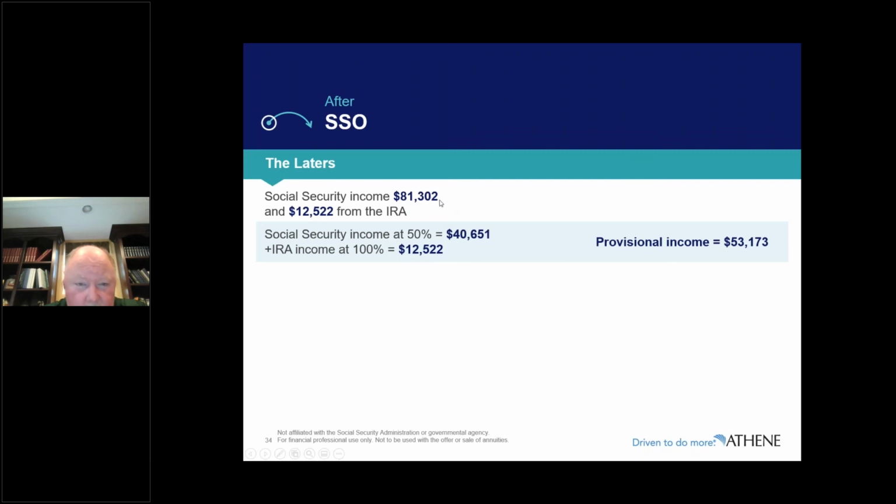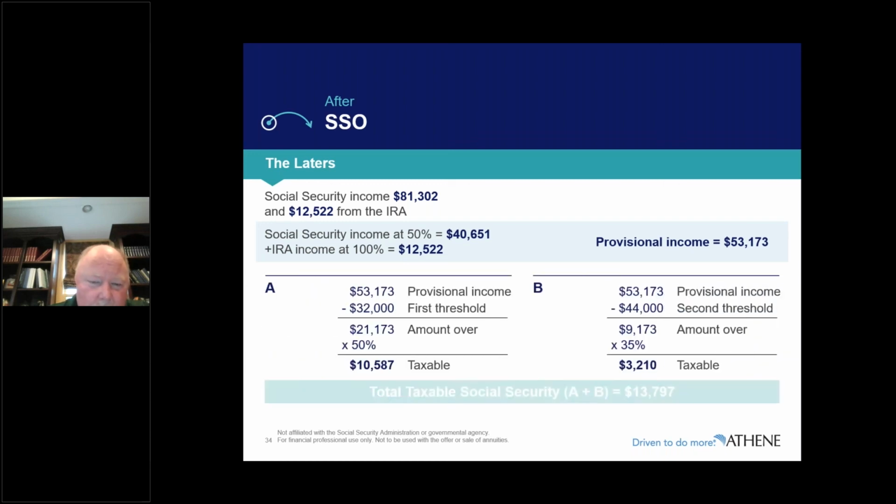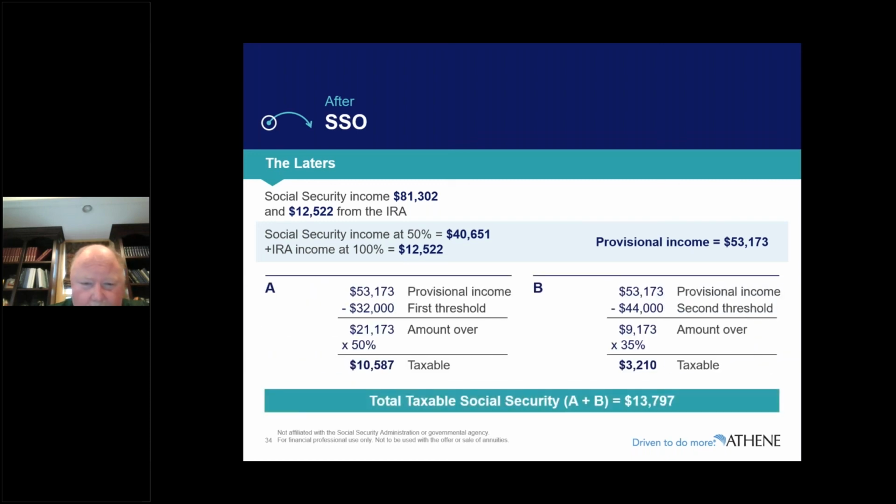It's 81,302. And of course, the gap need from 70 and beyond is lower because the DRCs are providing more of the income. So take half of that 81,302, all of that fully tax-infested IRA distribution, and here's the provisional income number. So even though we've got 32% more guaranteed income from Social Security, we've only got $53,000 of provisional income that we have to look at.